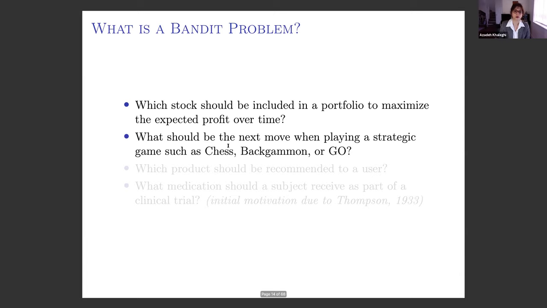Or suppose you are designing a bot to play a strategic game like chess or Go. What is the next move that it should take in order to not necessarily have an immediate advantage over the opponent, but overall in the end wins the game, right? Recommendation systems. What product should you be recommending to a user?